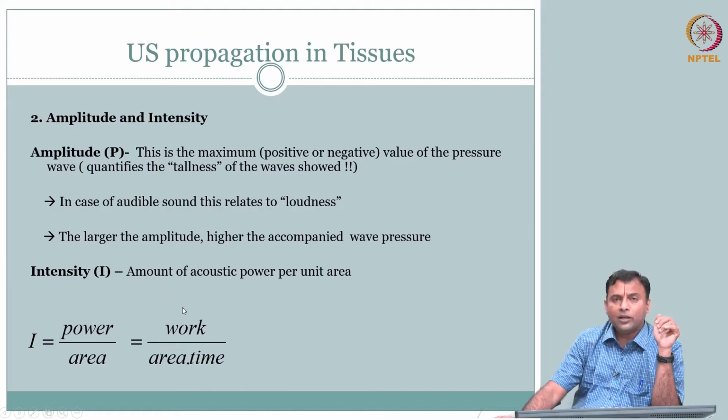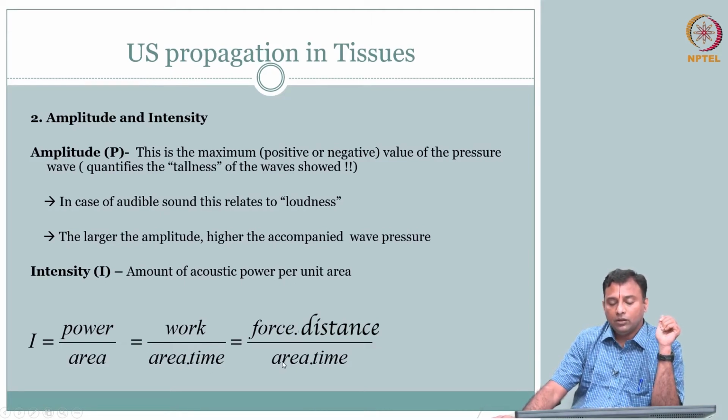Work per time. But what is work? Work is force into displacement or distance, right? Force into distance by area into time. Now if you conveniently look at it, we have certain terms of interest: force per area and distance by time. What is force per area? That is your pressure. What is your distance by time? That is your velocity. So I can essentially get my intensity is nothing but pressure into velocity.